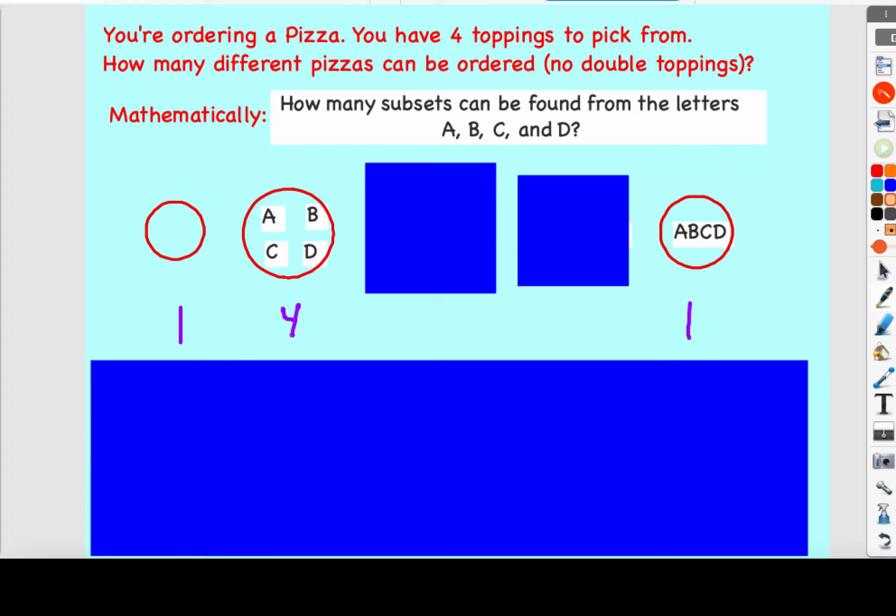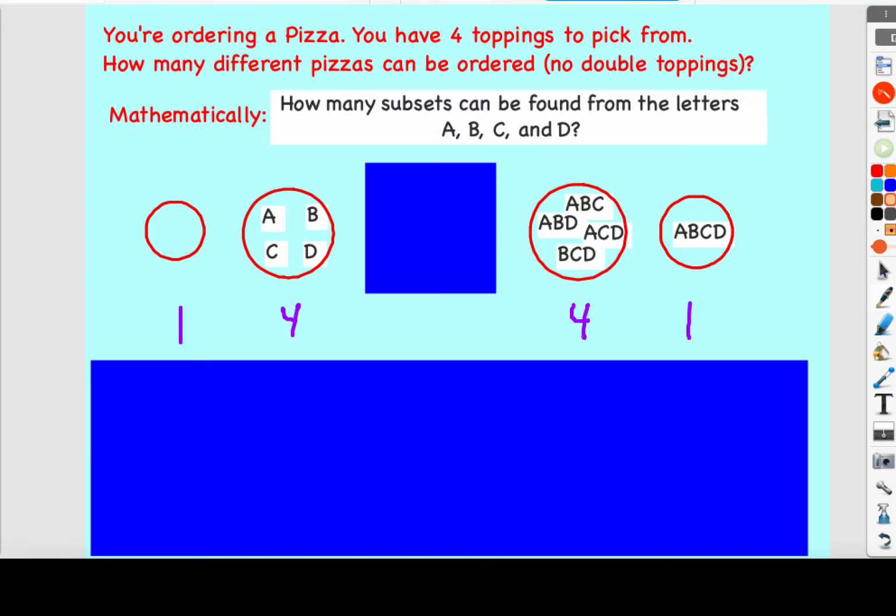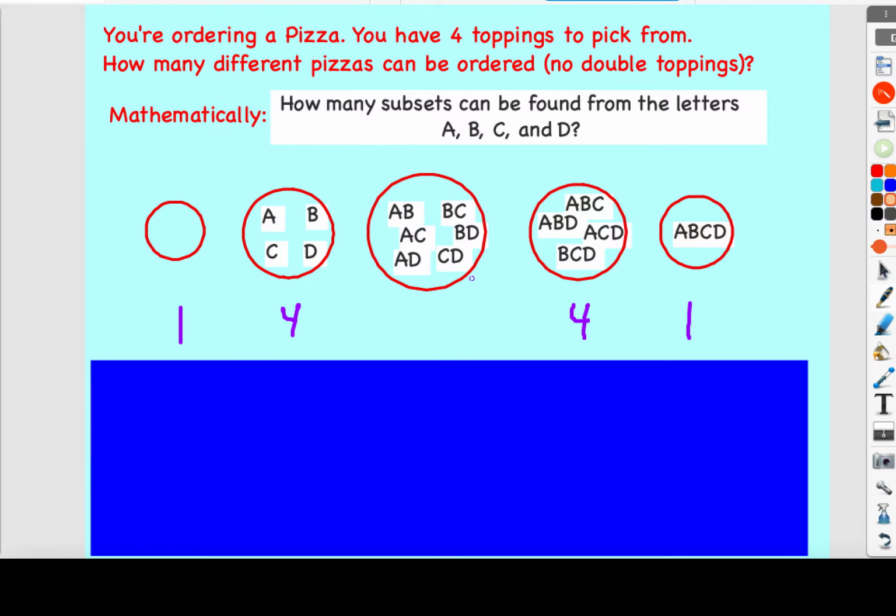If we pick 3-topping pizzas, I like to think about the other side of things. Well, we could leave off A, B, C, or D. We could do A, B, C or A, B, D. But again, we could leave off any one of the toppings. So there are technically 4 3-topping pizzas that can be made. And if we pair up the letters, we can do A with B, A with C, A with D, or B with C, B with D, or possibly C with D. You'll find out there are 6 ways to do that.